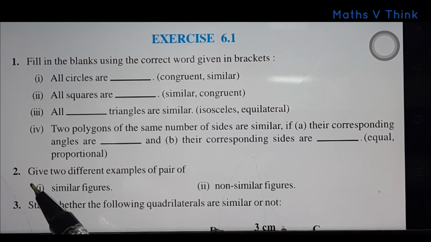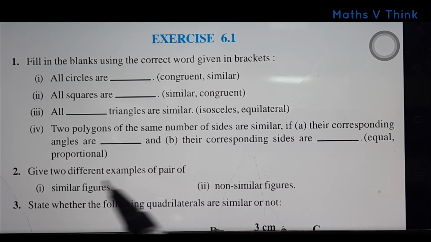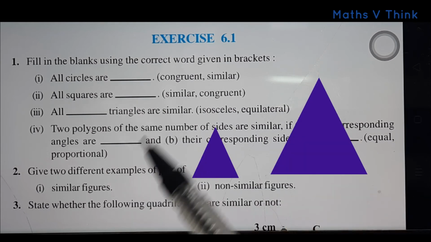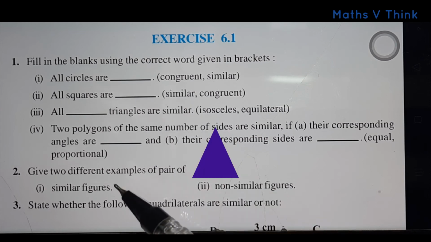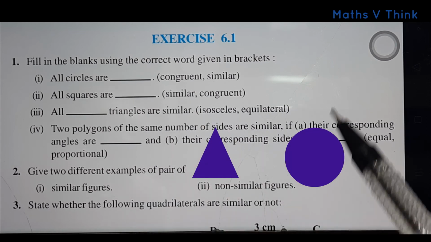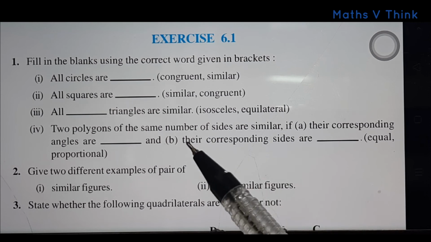Now the second question is to give two examples of pairs of similar figures. Similar figures means you can give two triangles of any size. In the same way, for non-similar figures you should give one triangle and one circle. So they are non-similar figures.